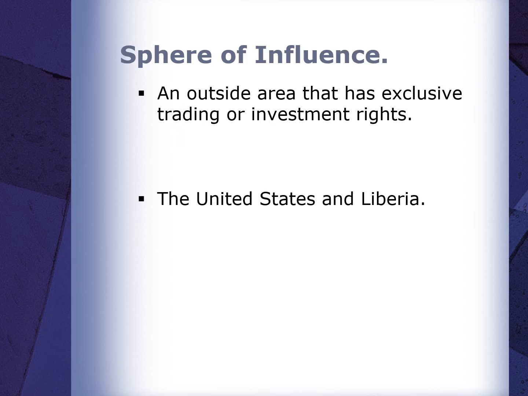Sphere of influence. A sphere of influence is when an outside area has exclusive trading or investment rights to the area. An example of this would be the United States and Liberia. We're not going to focus too much on the United States right now with imperialism, but the United States did have some imperialistic policies that they were imposing on other countries, and we'll discuss them a little bit later on in the course. But an example for a sphere of influence would be the United States and Liberia, where the United States had certain exclusive rights with this territory.